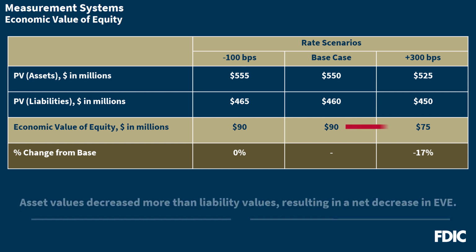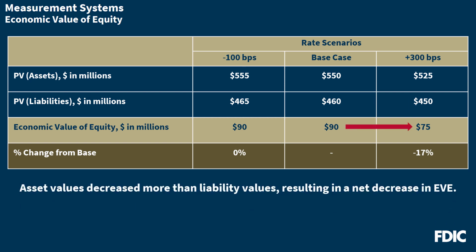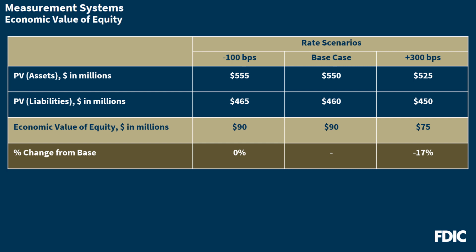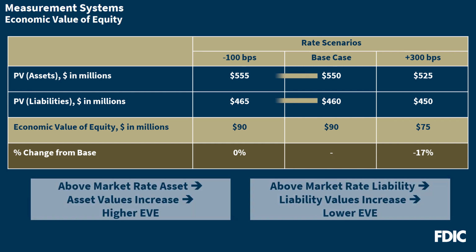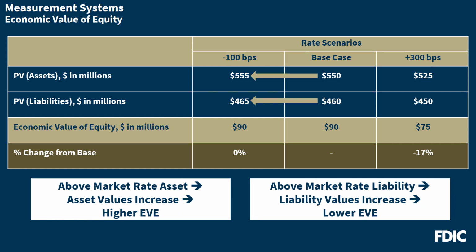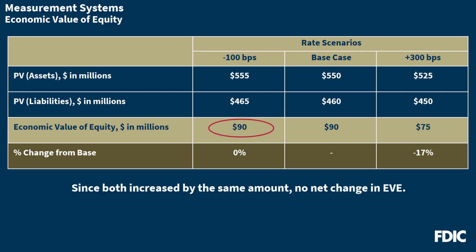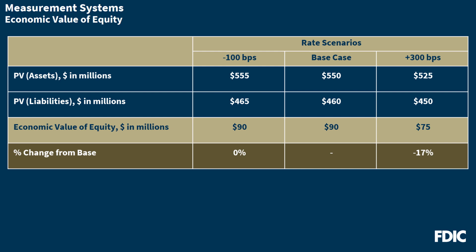In the plus 300 basis point movement, asset values decline more than liability values, causing a net decline in EVE. The opposite occurs in the negative 100 basis point movement. In this scenario, asset values and liability values both increased by $5 million, so there was no net change in EVE. Comparing base EVE to shocked EVE provides a measurement of the level of interest rate risk exposure.